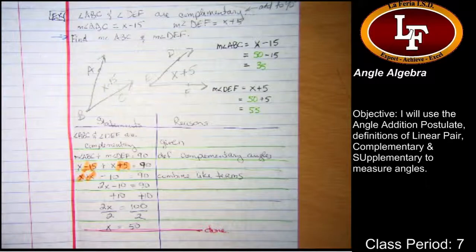What if I said they're a linear pair? What changes then? They're always supplementary, which means they add to 180. You guys got it. Nicely done. We're done with this? Yeah, we're done.